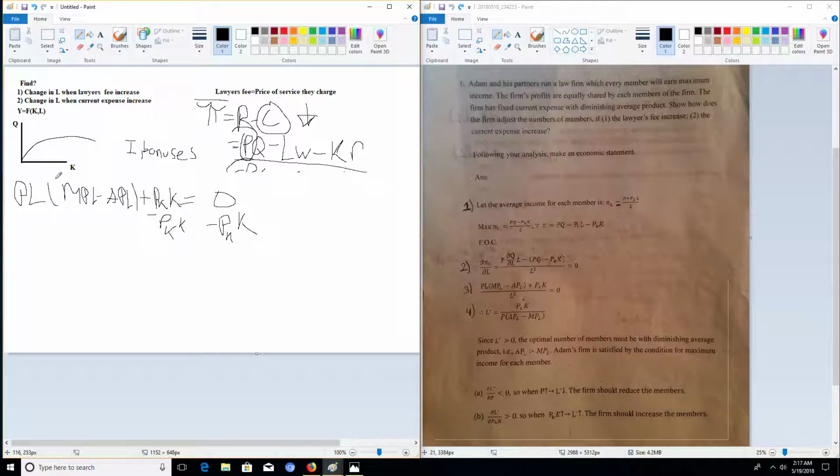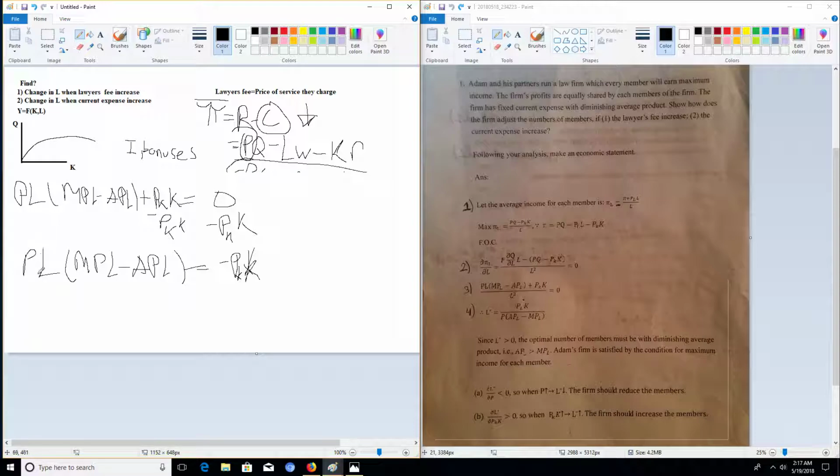Okay, I won't skip any steps here. So then we got P sub L, MPL minus APL equals negative P sub K times K. Seems like my handwriting is getting worse, well, with the computer anyway. But okay, negative, right? Subtract that, 0 here, negative P sub K times K.